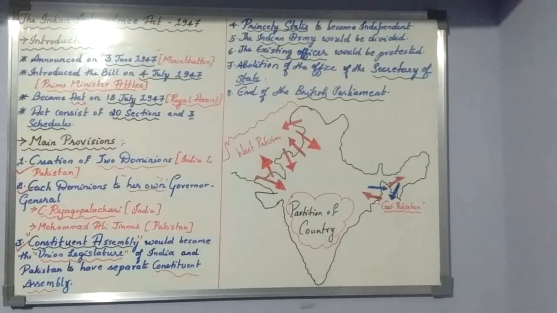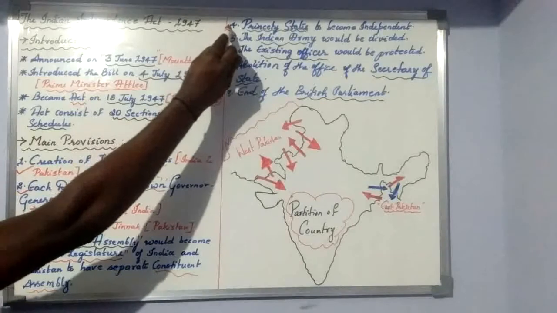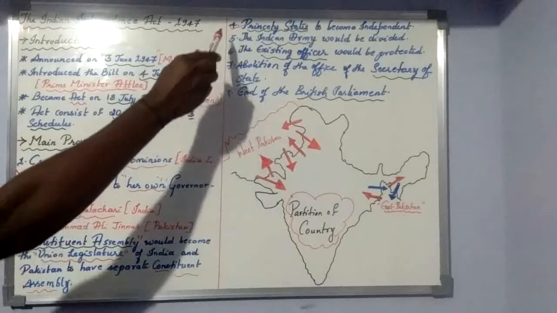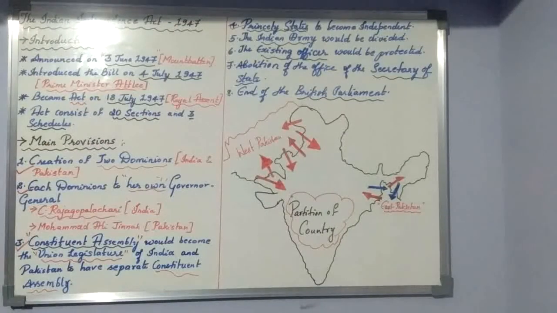Next, the fourth one we have: all the princely states to be called independent. Whichever princely states were under the control of the Doctrine of Lapse, Subsidiary Alliance, or the British policy, all the princely states will become independent. No more are they going to be under the control of the British people.